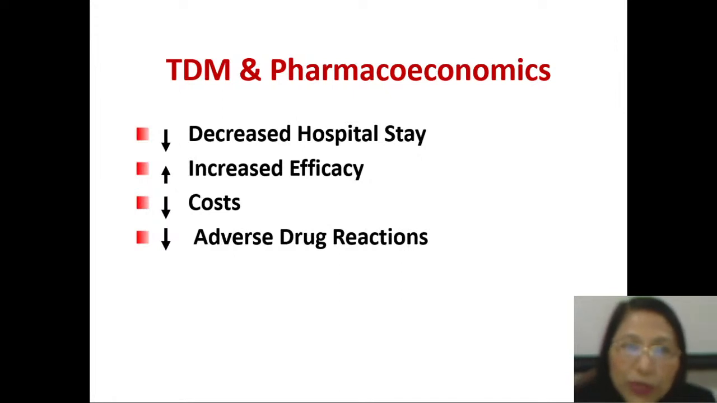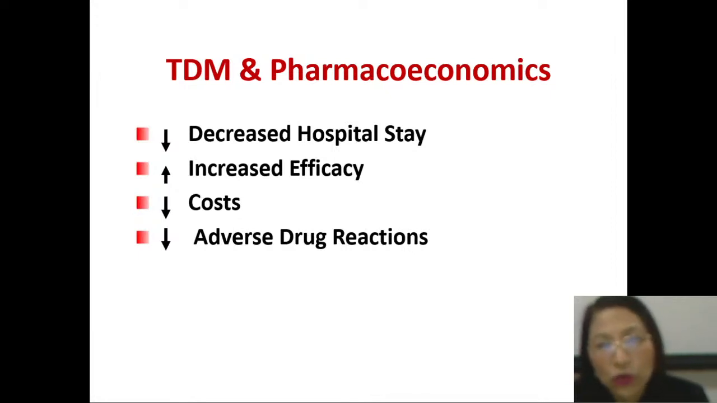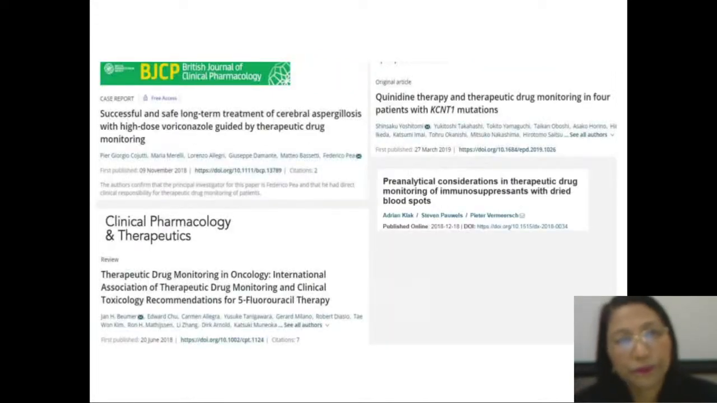Now TDM and pharmacoeconomics. Though the TDM test itself is costly, it can actually result in a decrease in the overall cost to the patient and the society by decreasing the hospital stay, because if you are giving the drug in a therapeutic range with therapeutic efficacy and decreased adverse effects, it may result in decreased hospital stay. It can also result in increased efficacy, which will enhance the treatment outcome. So ultimately, it can result in a decrease in cost to the patient as well as to the society. This will also result in decreased adverse drug reactions, which will also decrease the overall cost to the patient as well as the hospital.